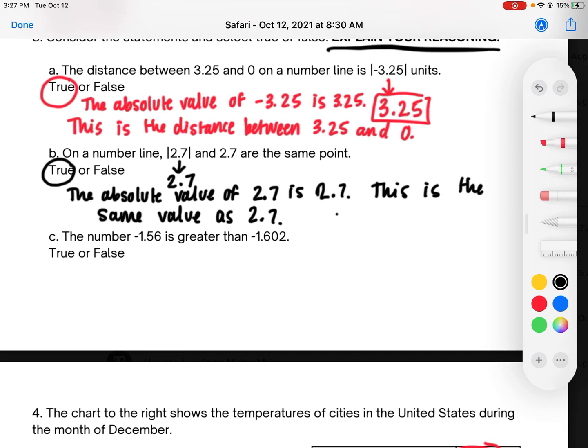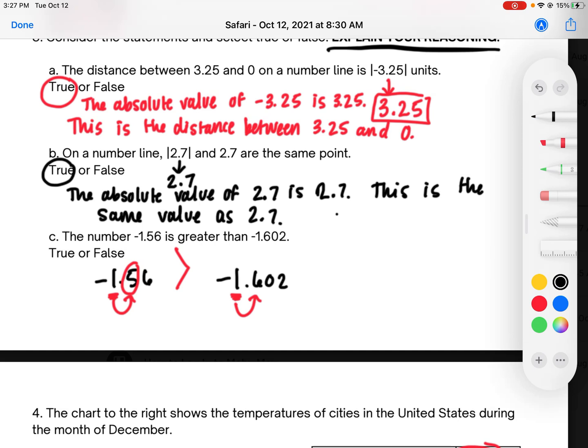It says the number negative 1.56 is greater than negative 1.602. Now we know when we compare decimals, we have to look at place value, compare the same place values. So in our whole number category, we have 1 and 1. Those are the same, so we're going to have to move on to the next one. And we have 5 and 6. Now don't forget these are negatives, so we can ask ourselves which one's bigger, negative 5 or negative 6? Negative 5 is bigger, which means that negative 1.56 should be larger than negative 1.602.